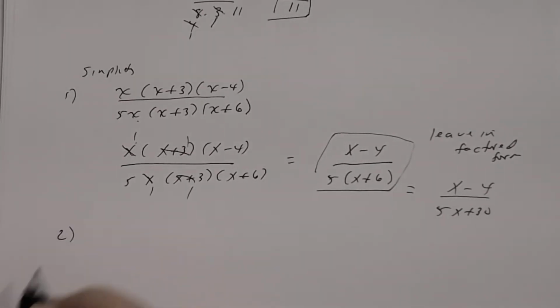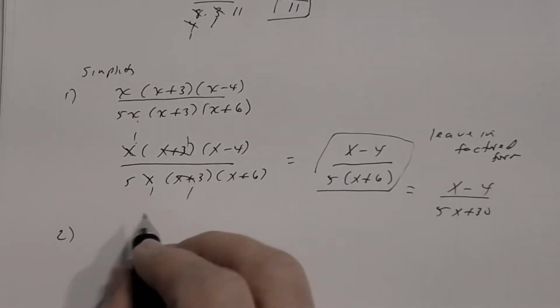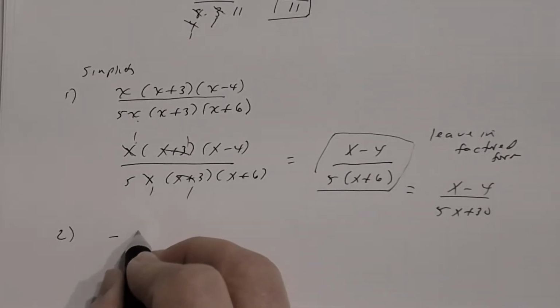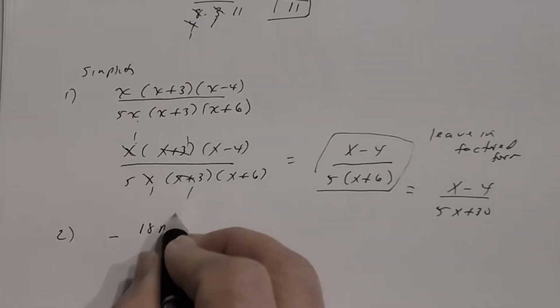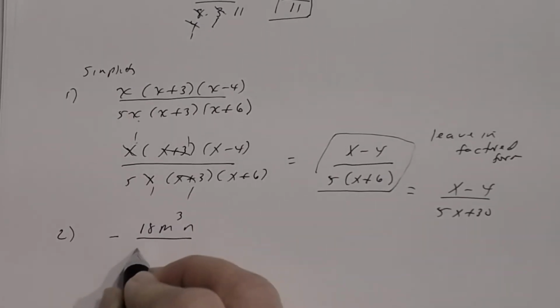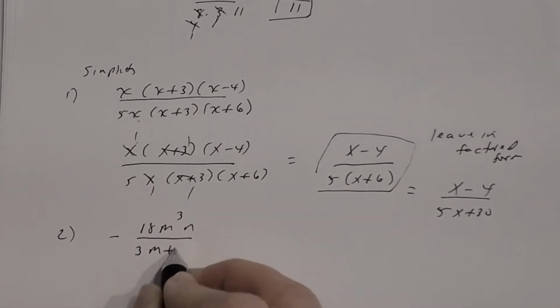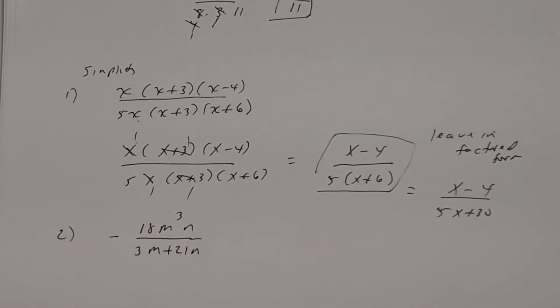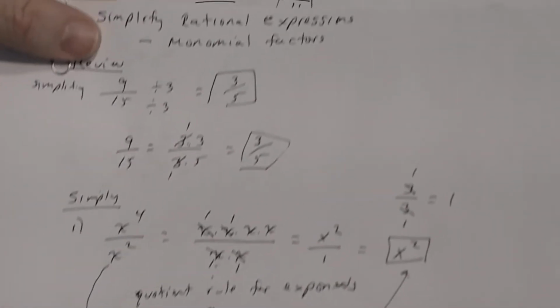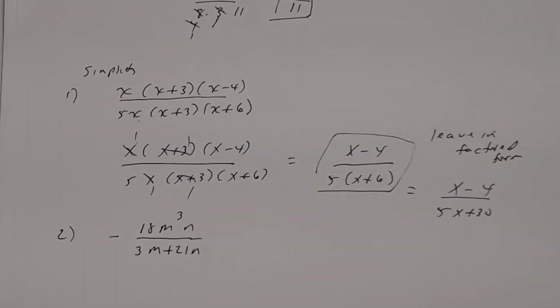Okay, number 2. Let's suppose we had negative 18m cubed n divided by 3m plus 21n. I want to simplify this. If you look at the numerator, those are monomial factors, just like you learned in the previous lesson. We talked about monomial factors in the previous lesson. But the denominator, though, that's a binomial.